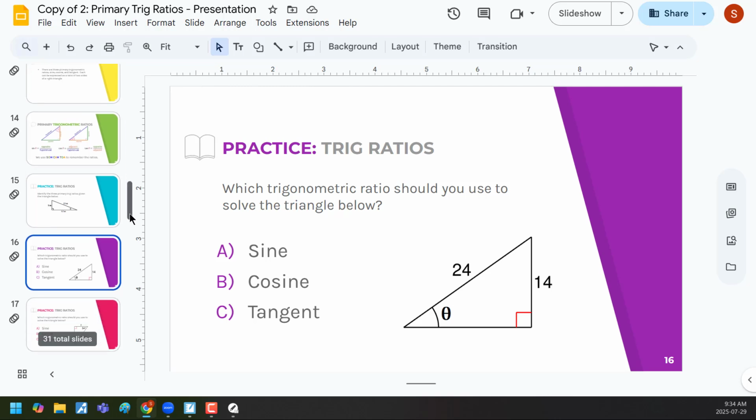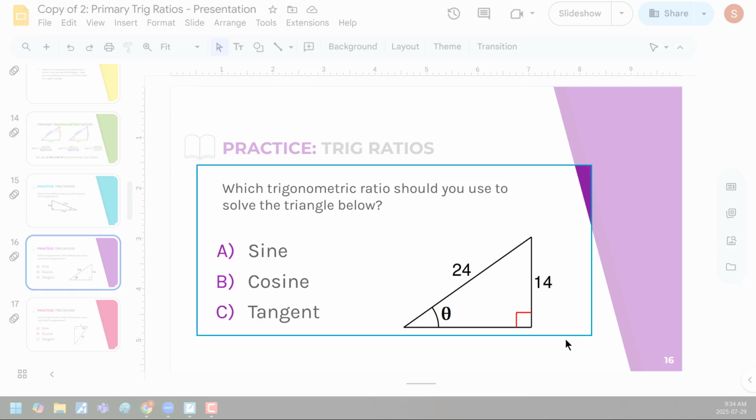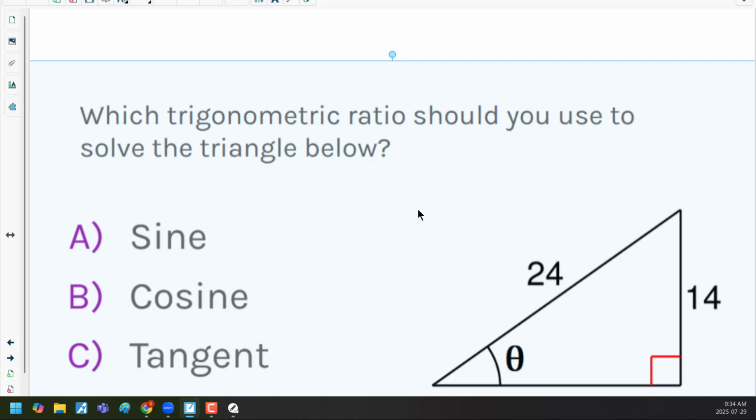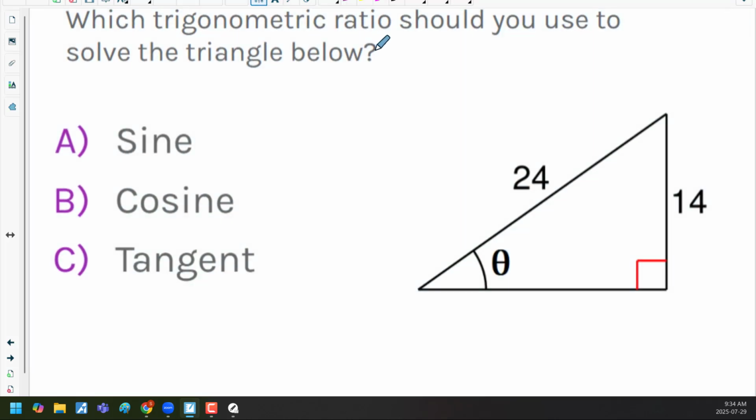Now we're going to learn how to use these three formulas to solve for certain things. Just a reminder, this is all a review from grade 10. So hopefully some of you will remember this. If not, or perhaps grade 10 was a really long time ago, it's okay. This is what I'm here for. So let's do this. The question is asking, which trig ratio or trigonometric ratio should you use to solve the triangle below? It's a multiple choice question, but I'm going to do every single one of them just to show you what that would look like.